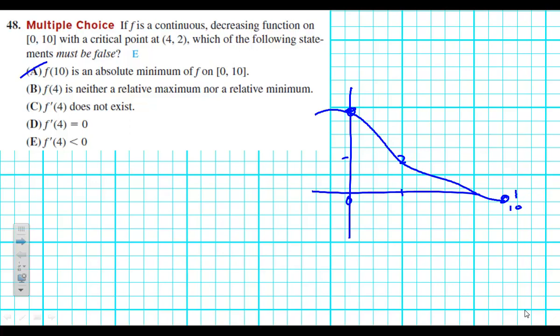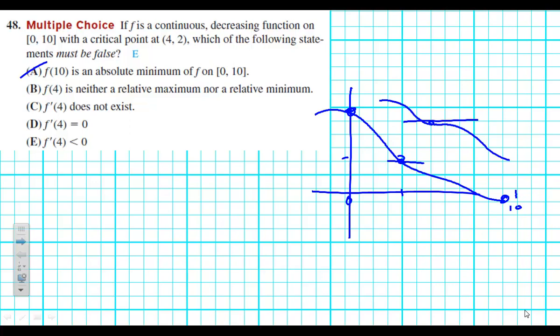f of 4 is neither a relative maximum nor a relative minimum. That's that point where we have a critical point there. We don't know. How can it be decreasing? Well, I guess it could have a horizontal tangent and then fall like that. So the function is decreasing, but at that one point, the slope is 0.